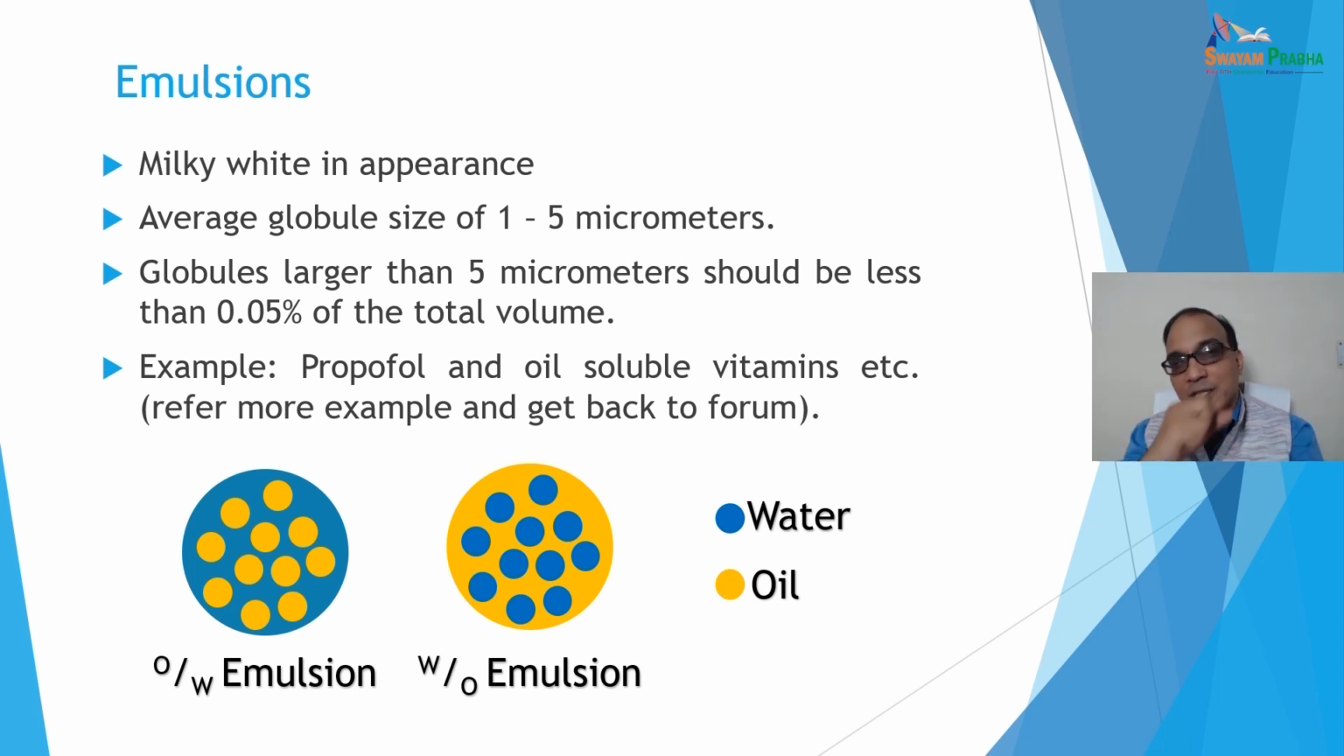Now moving to the emulsion. So we have talked about the solution and we have talked about the suspension now. Now what is the TAN? TAN is for the emulsions. Emulsions, again we know they are the biphasic dosage forms. They are milky white in appearance. Average globule size of an emulsion is generally 1 to 5 microns, and globules larger than 5 microns should be less than 0.05% of the total volume of the emulsion. Got my point? Remember these things because they are many times asked in the GPAT examinations.